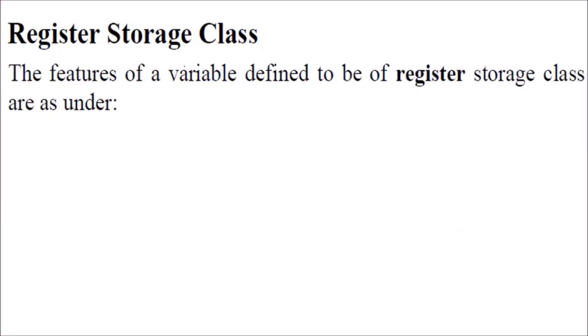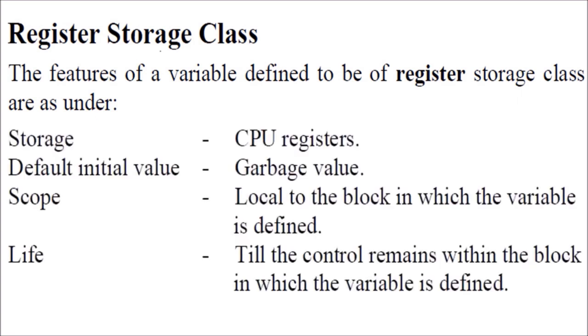Then we have register storage class. CPU has certain registers which it uses for various computation purposes. Now if you take the place of CPU register, the storage will be CPU register. Default value is nothing, so it will give you a garbage value if you don't initialize it. The scope is again the block, only the block, and the life is also till the block. These two are similar to what we have seen in the automatic storage class.